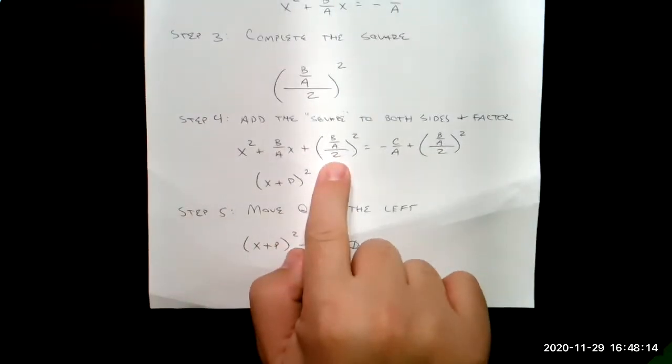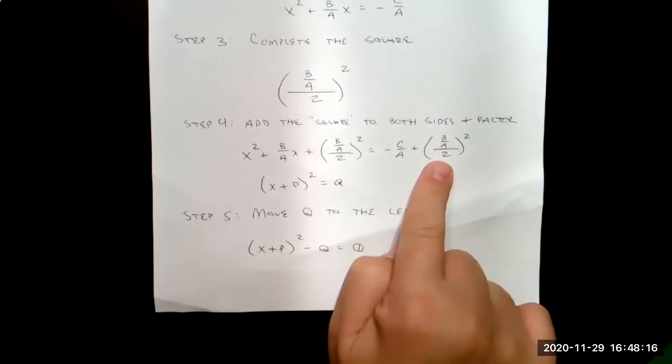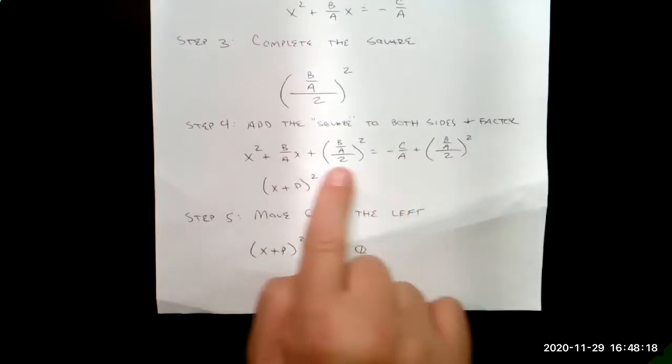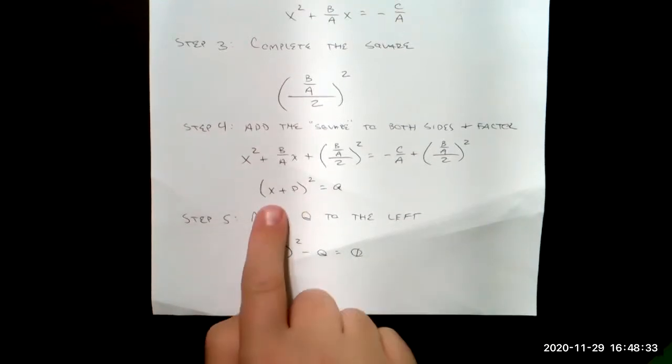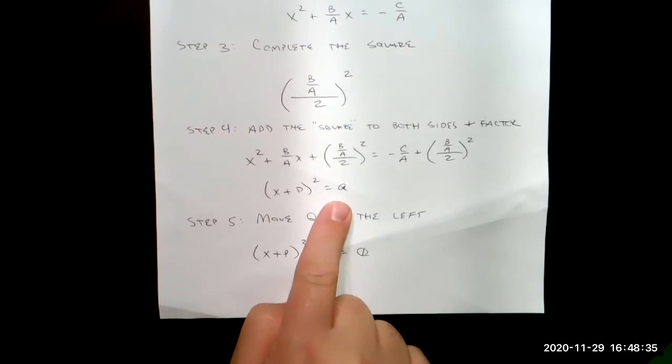Steps 4 and 5. So you're going to add the square to the left and the right side of the equation. Remember, you have to keep it balanced, so make sure you're adding them to both sides of the equation. And then you're going to factor. So use slide divide bottoms up, use box and cross, however you want to use it, but factor the left side. So here we factored it. X plus p squared equals q.